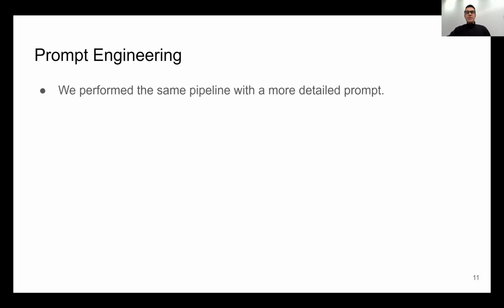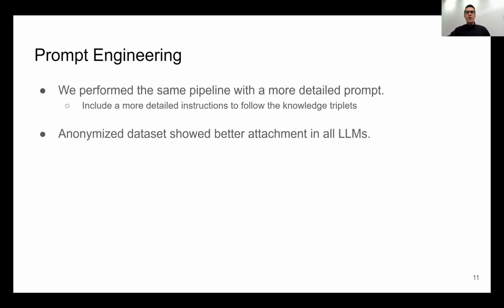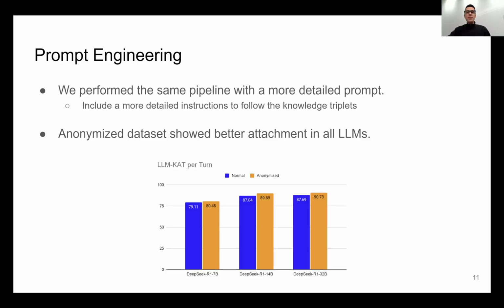We also experimented with the same pipeline with a more detailed prompt. We include more detailed instruction for the language model to follow the external knowledge triplets. Consistently, the anonymized form showed a better attachment to the triplets, even with a more detailed prompt.